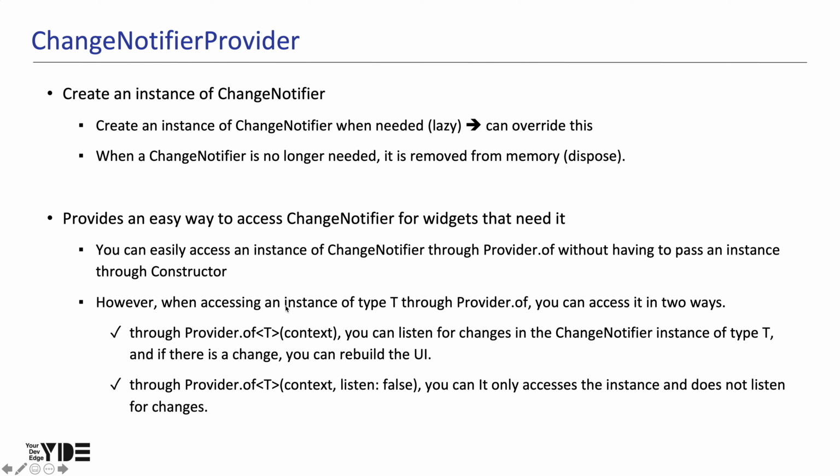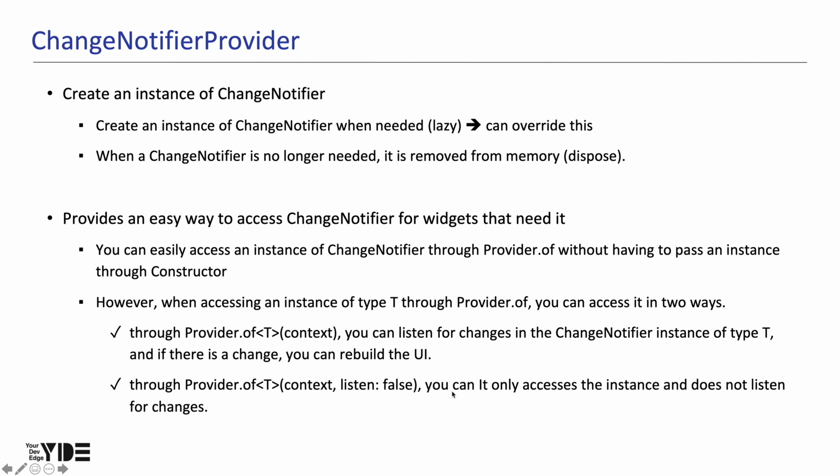Second, there are two ways to access a type T instance through Provider.of. Through Provider.of context, you can listen for changes in the type T's ChangeNotifier instance. And if there is a change, you can rebuild the UI. And through Provider.of context with listen false, it only accesses the instance and does not listen for changes.